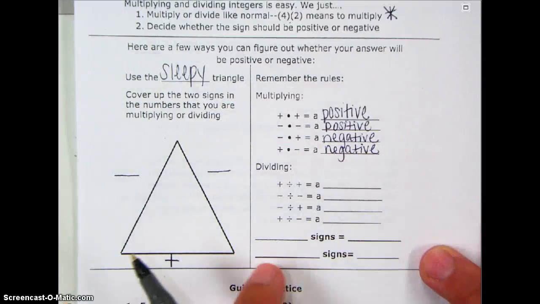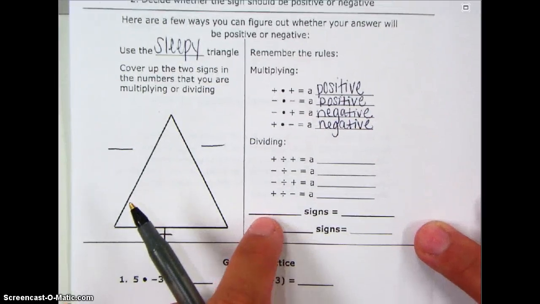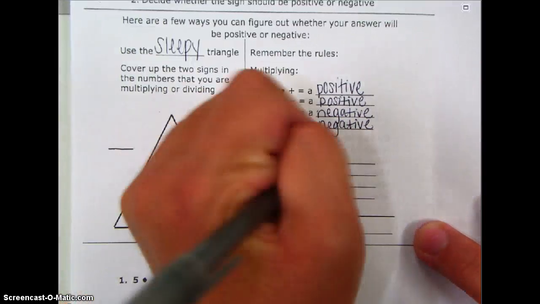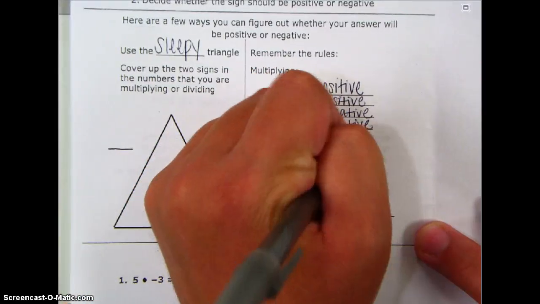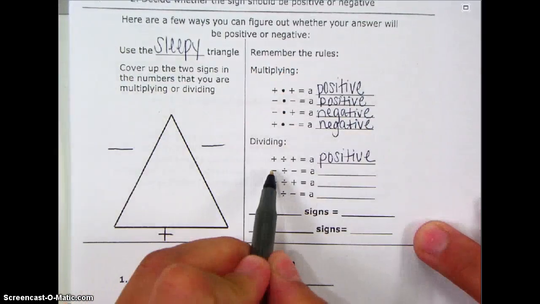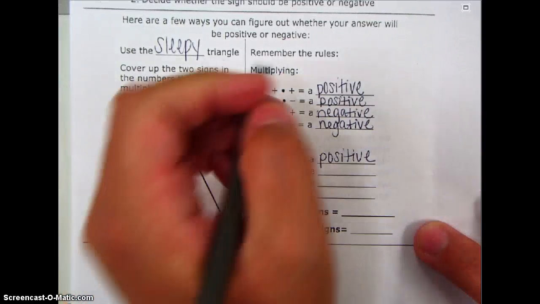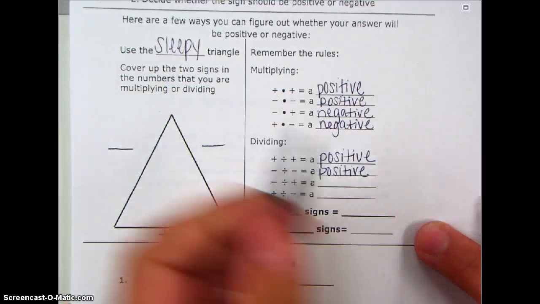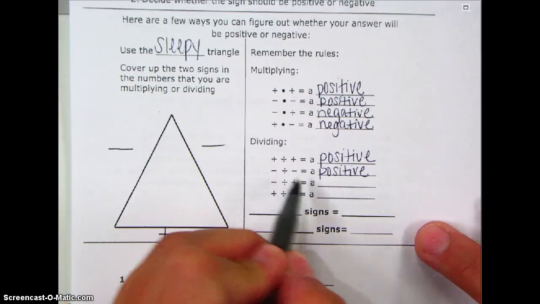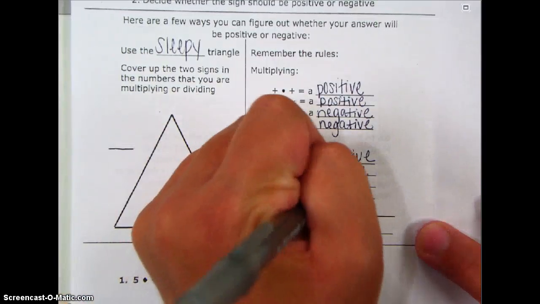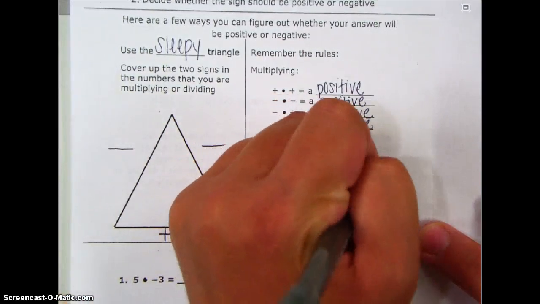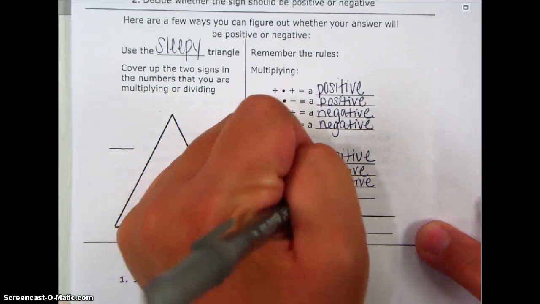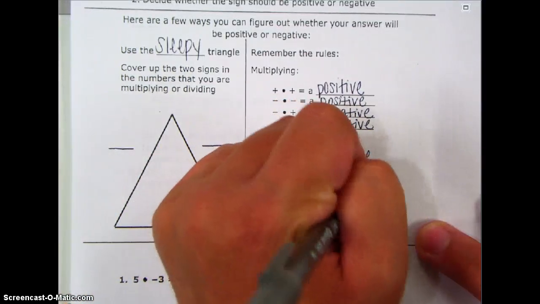Now what about dividing? Well, good news is it's actually the same. If you divide a positive number by a positive number, you get a positive answer. If you have two negative numbers and you're dividing them, you still get a positive answer. If I have one negative being divided by a positive, I would get a negative answer. And if I have a positive number being divided by a negative number, I still get a negative answer.